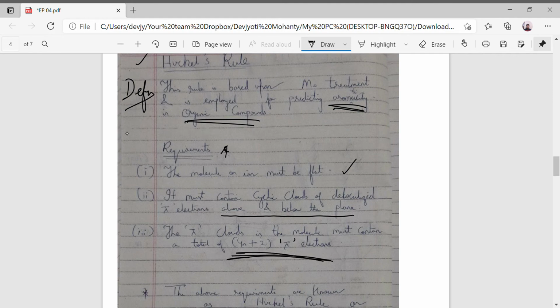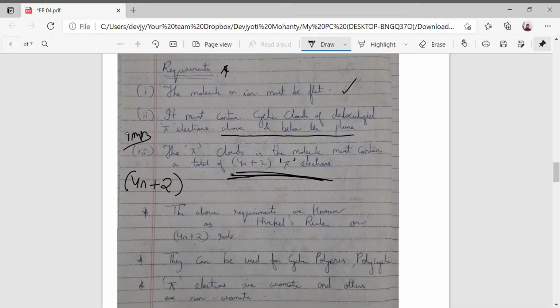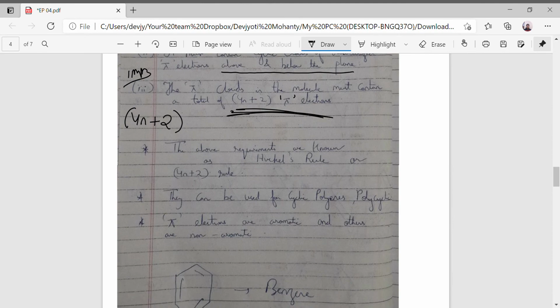You must remember this most important sentence. This is the most important point. The pi electrons which are present in the molecule must have a total of 4n plus 2 pi electrons. This must be remembered. Then you know that the above requirement was for Huckel's rule, or it is also called the 4n plus 2 rule. And Huckel's rule is for cyclic polyenes or polycyclic compounds.